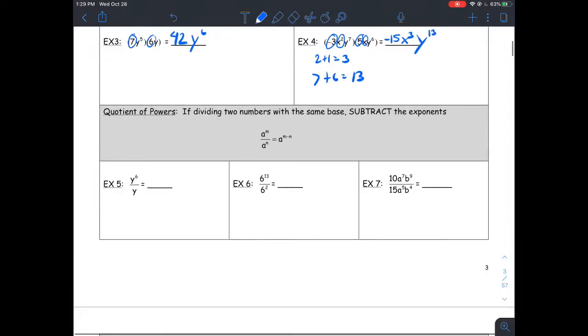All right, so now we've got dividing powers. If dividing two numbers with the same base, you subtract the exponents. Now, this is super important. When you do this, it is always the top minus the bottom. A lot of people make a lot of mistakes with this. You always have to do the top minus the bottom. So keep that in mind because they do get a little bit trickier.